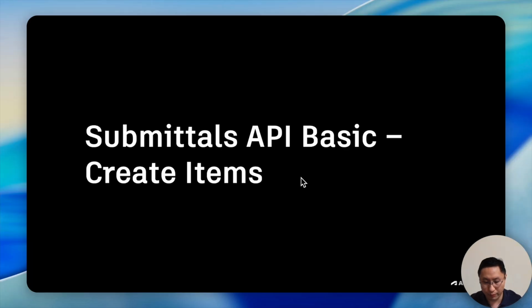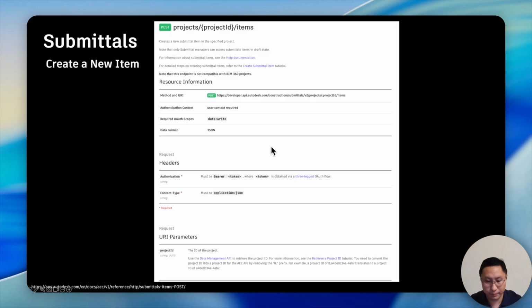We log in for a 3-legged token that has the permission to create the Submittal items. Now let's prepare the data for the creation. To create a Submittal item, we will manually call this POST items endpoint.